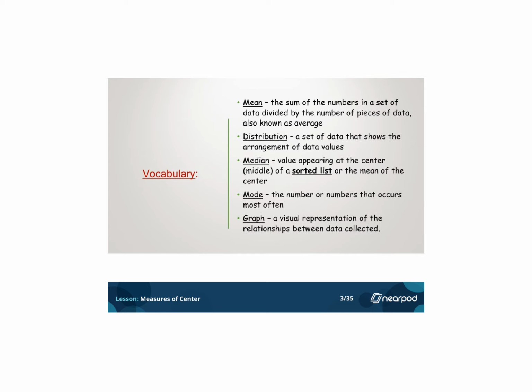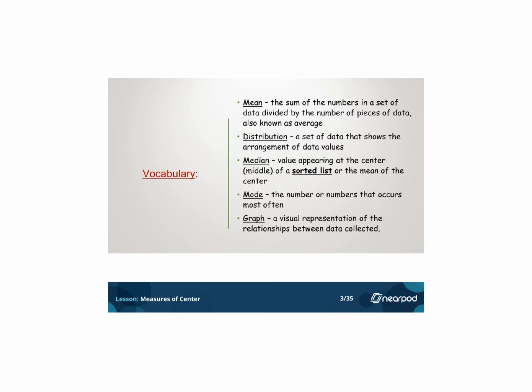So the next few things are our vocabulary words. So make sure you write down our vocabulary words. So our vocabulary words are mean, the sum of numbers in a set of data divided by the number of pieces of data, also known as average. Our next word is distribution. Distribution, a set of data that shows the arrangements of data values.